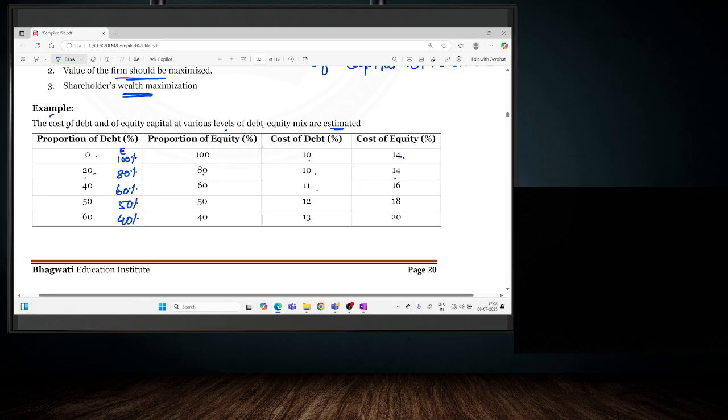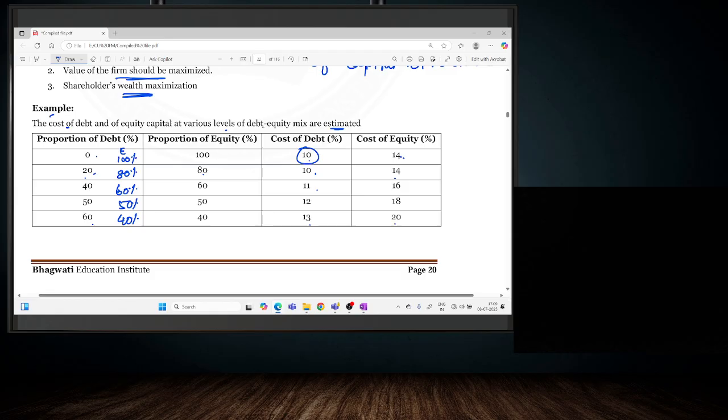How cost of debt is? No, which means in this case the company is not at all using cost. Okay, I will explain that point, just listen. So when the company is using 60% debt and 40% equity, cost of debt is 13% and cost of equity is 20%. Right? Now listen.